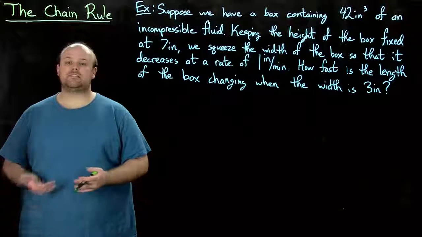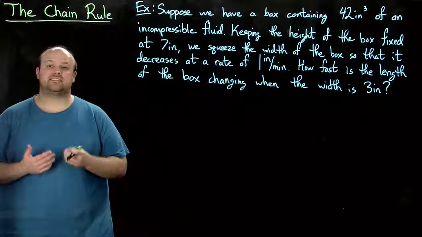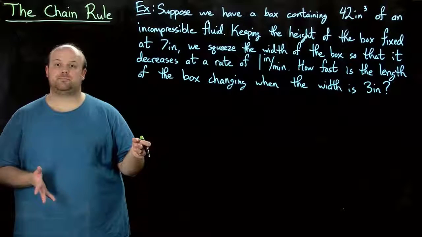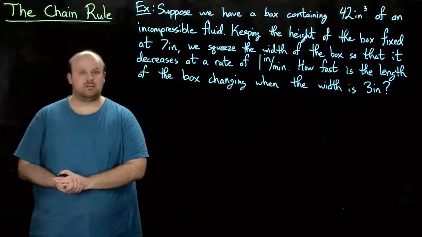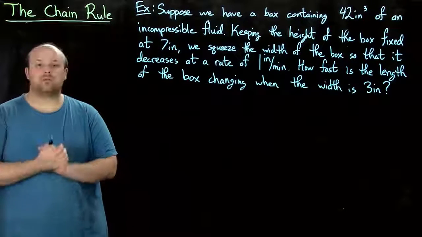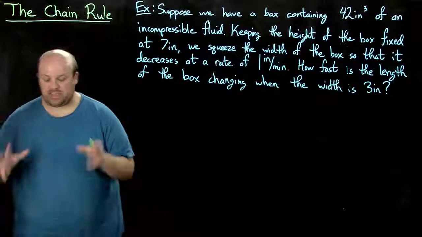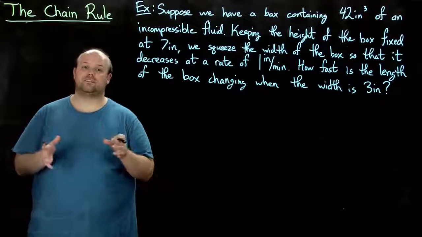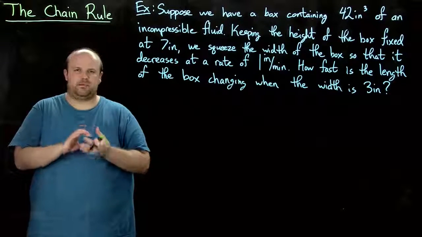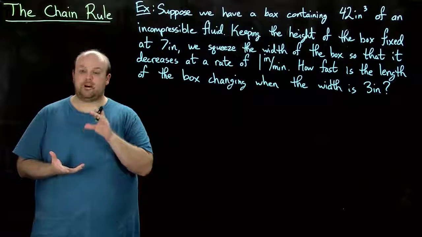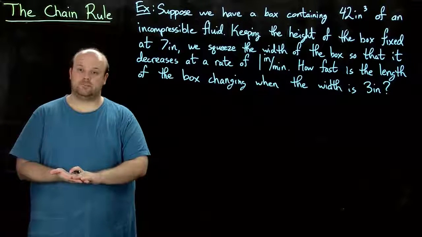So now we're going to close out this section on the chain rule by doing an example of a related rates problem. You might remember these from probably Calc 1. Right? So what's the setup here? Well, here we have a box containing an incompressible fluid. What that means is no matter how much you try and smash up the box, the fluid always takes up the same amount of volume.